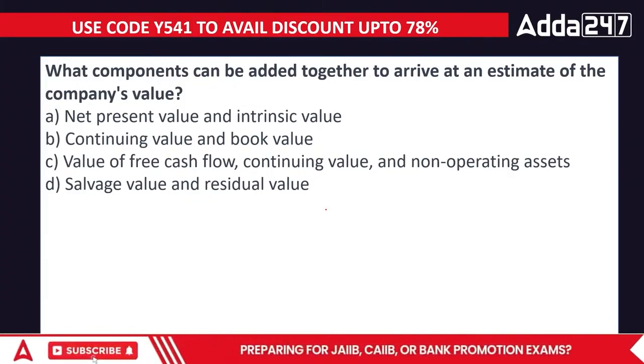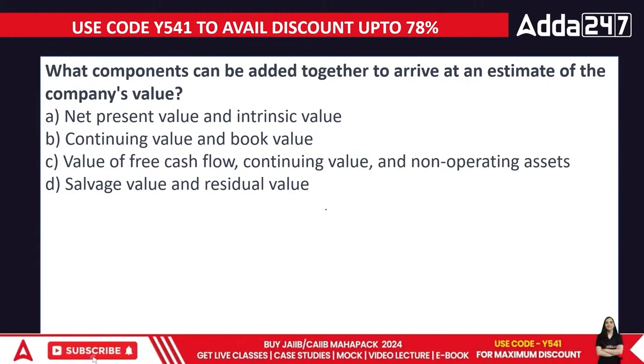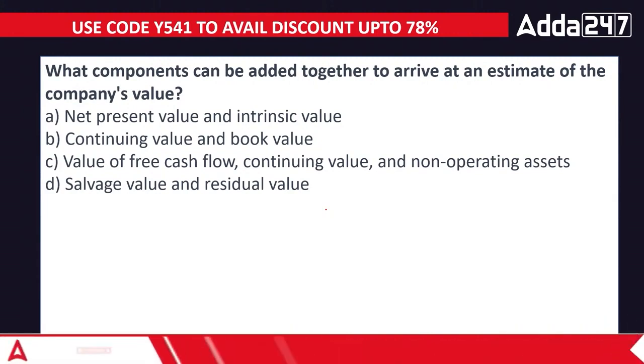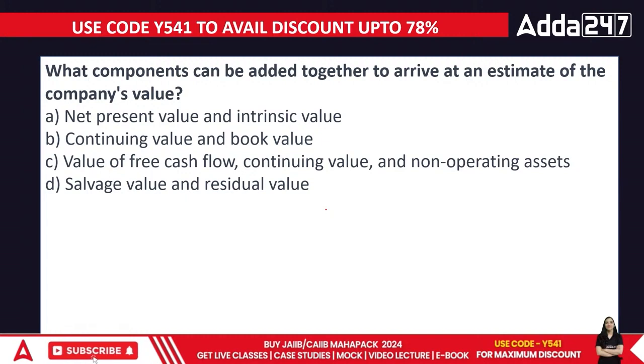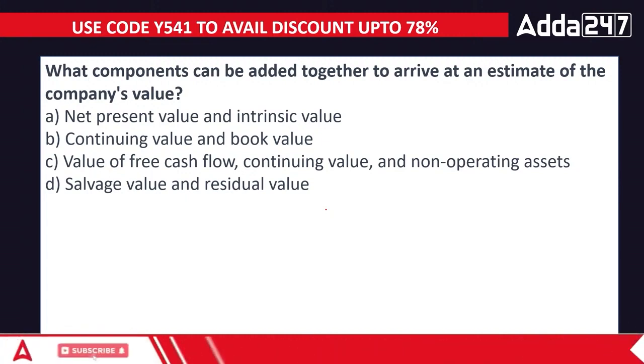What components can be added together to arrive at an estimate of the company's value? Net present value and intrinsic value, continuing value and book value, value of free cash flow, continuing value and non-operating assets, or salvage value and residual value.